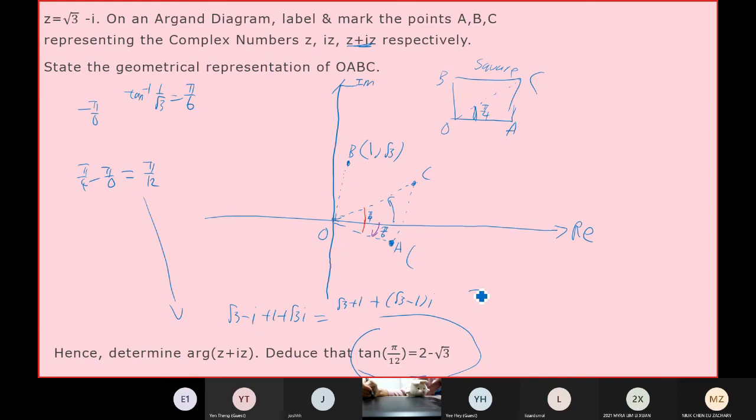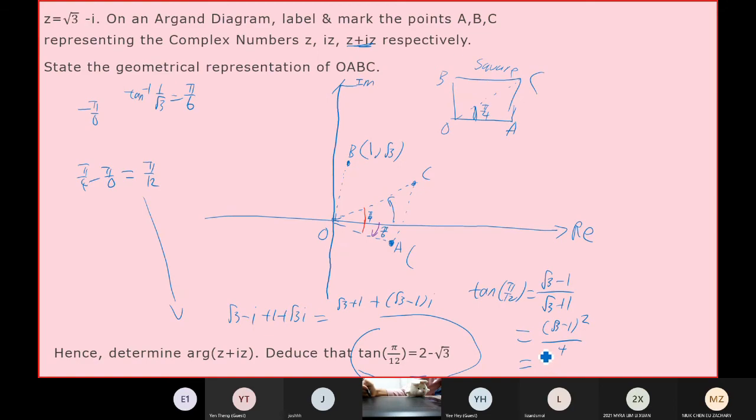Then we have our argument as tangent of pi over 12 equals y over x. This came from tangent inverse of y over x equals pi over 12. So root 3 minus 1 over root 3 plus 1. Rationalize the denominator, you get root 3 minus 1 squared over, then below is simply 3 plus 1, so it gives us 4.